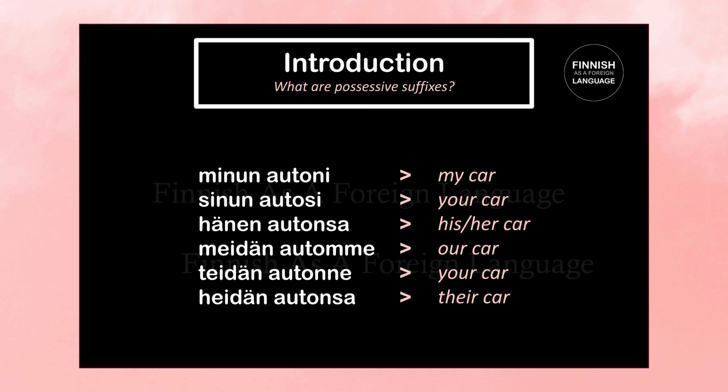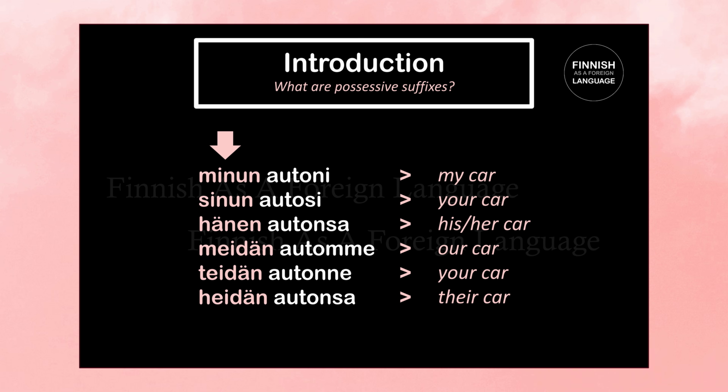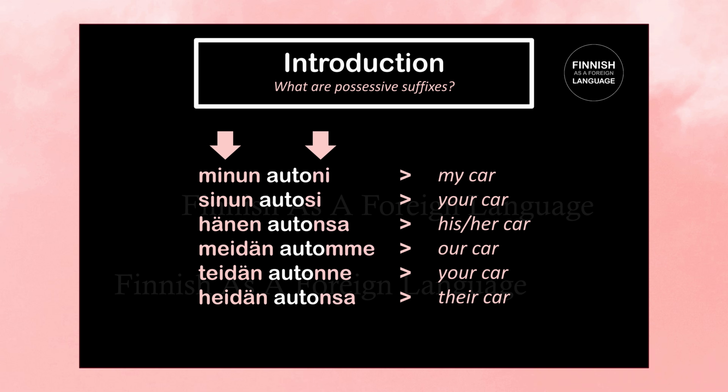So these examples here show that in order to express possession, we use a combination of a personal pronoun in the genitive case, which is here minun, sinun, hänen, meidän, teidän, and heidän, plus a possessive suffix, which is here ni, si, ensa, me, ne, and again ensa. Remember, third person singular and third person plural do share the same suffix.